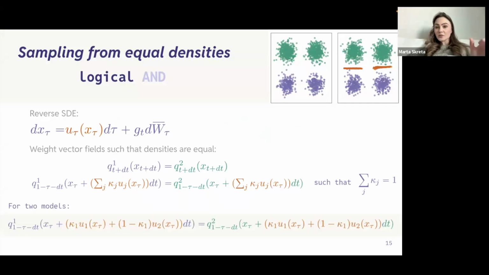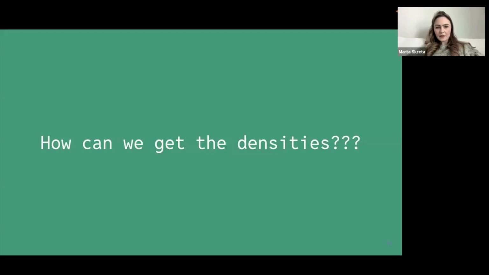And then for two models, what that would look like is we have some kappa value here that we want to weight the vector field by, and we can solve directly for what kappa is for two models. If we have more than two models, we can use a system of linear equations. But essentially we're just trying to figure out what kappa is such that the vector fields give us equal densities from both models. Okay, so now the question is, how do we get this magical density? And also an asterisk of how do we actually get this density without needing to compute the divergence, because that is very expensive and we want to be able to compute things quickly.